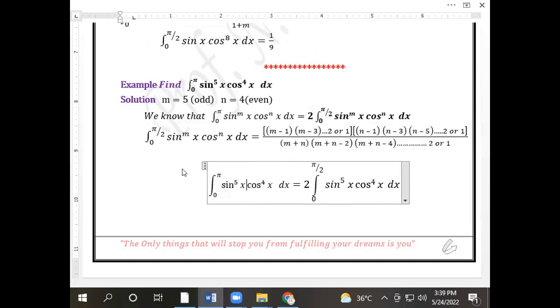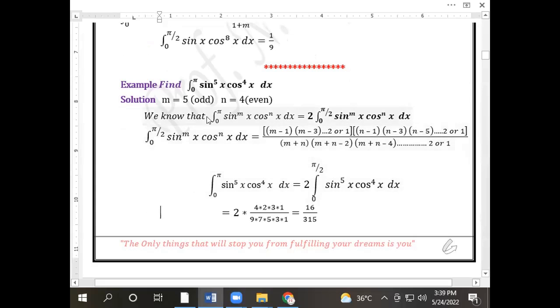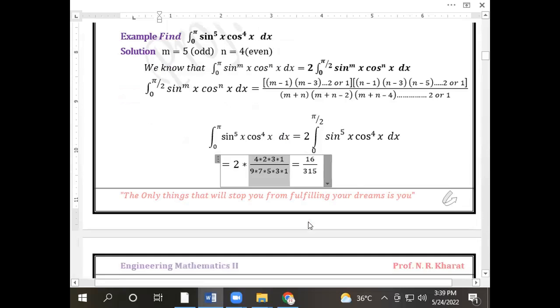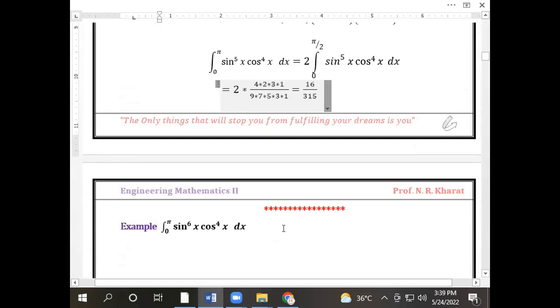see here, 2 times this, then we have to use the formula. 2 times 5 minus 1 is 4, 5 minus 3 is 2. Again, after making the subtraction of odd numbers from your n, 3 into 1. And divided by, we get all the odd numbers. After simplification, we get 16 upon 315. Sorry, 315, the answer is such a term.